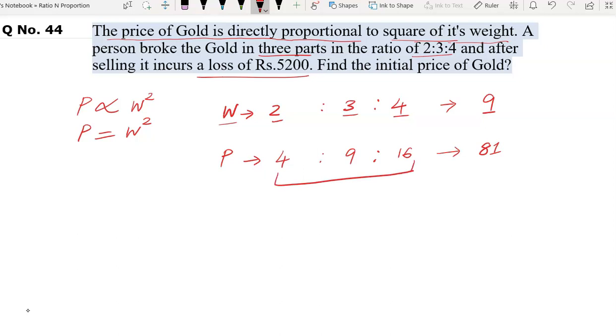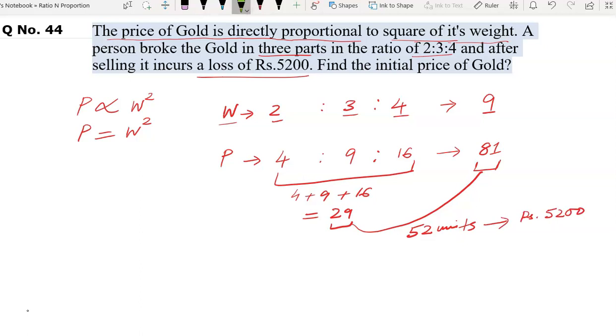Now this broken part, if we total it, 4 plus 9 plus 16, will be 29. So after breaking it, the price is 29, and in the solid form, without breaking, the price is 81. So there is a difference of 81 minus 29, which is 52. Because of this difference of 52 units, there is a loss of rupees 5,200, which is given in the question. So 52 units represents 5,200. 1 unit will represent 5,200 divided by 52, which is rupees 100. So 1 unit represents rupees 100.